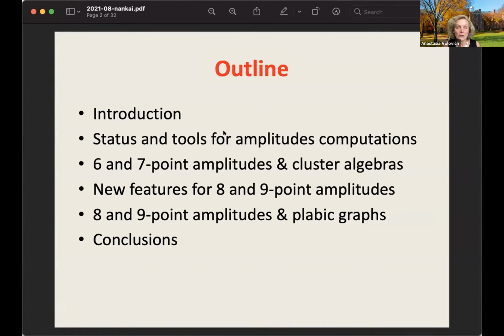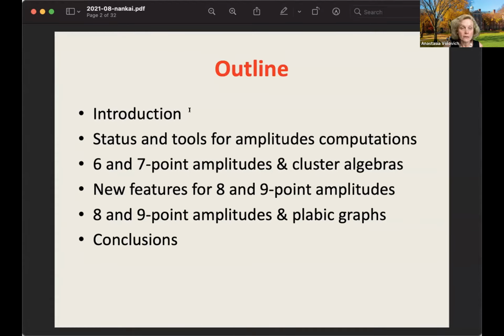Then, once you see 6 and 7 points, you want to try to go to higher points. And then I'll tell you about some new features that start arising beyond 7 point amplitudes. And then I'm going to try to explain some of the more modern developments on trying to explain these features and derive some of the descriptions of those amplitudes from Plabic graphs. And then I'll have some conclusions.